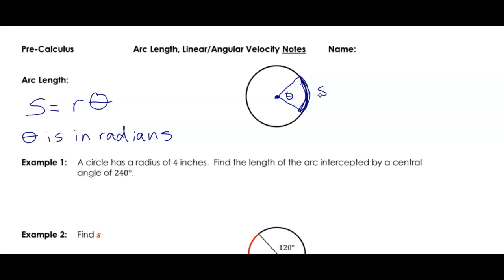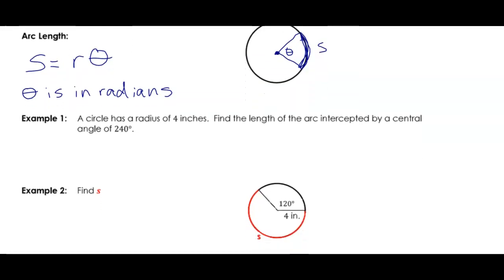Okay, so here's an example. A circle has a radius of 4 inches. Find the length of the arc intercepted by a central angle of 240 degrees. So just using your formula, S equals R theta. So we have our radius, which is 4 inches. We have our theta, which is 240 degrees. But we have to make sure our theta is in radians. So we need to convert that.